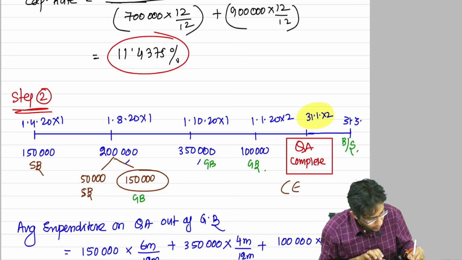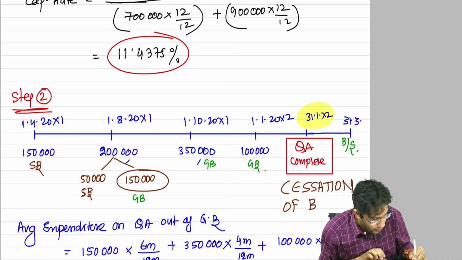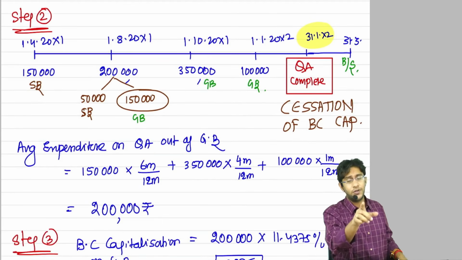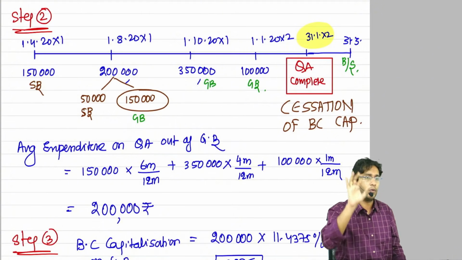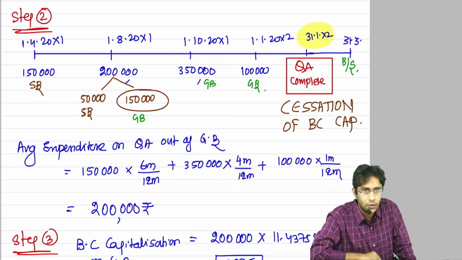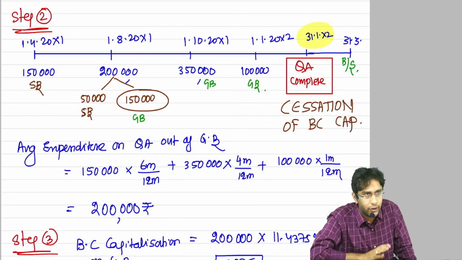Here will happen cessation of borrowing cost capitalization. Once borrowing cost capitalization ceases, borrowing cost will enter into the P&L account. Be careful with that. Do you understand, sir? Is it getting into your head?